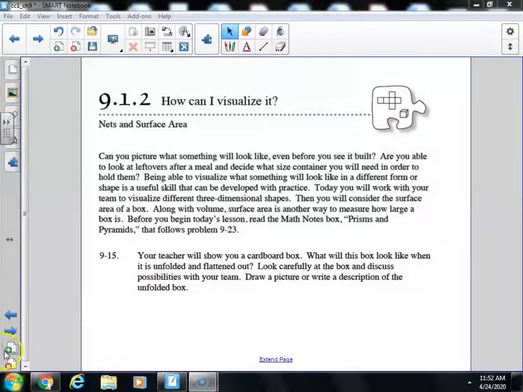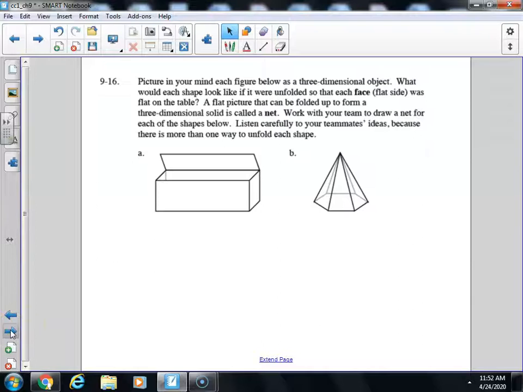Question 16 says, picture in your mind each of the figures below as three-dimensional objects. So again, it's a rectangular shoebox or cereal box. How would it look if it were unfolded at each face, or each flat surface? A flat picture that can be folded up into a three-dimensional solid is called a net. Work with your team to draw nets for each of the shapes below. Listen carefully to each other's ideas because there is more than one way.